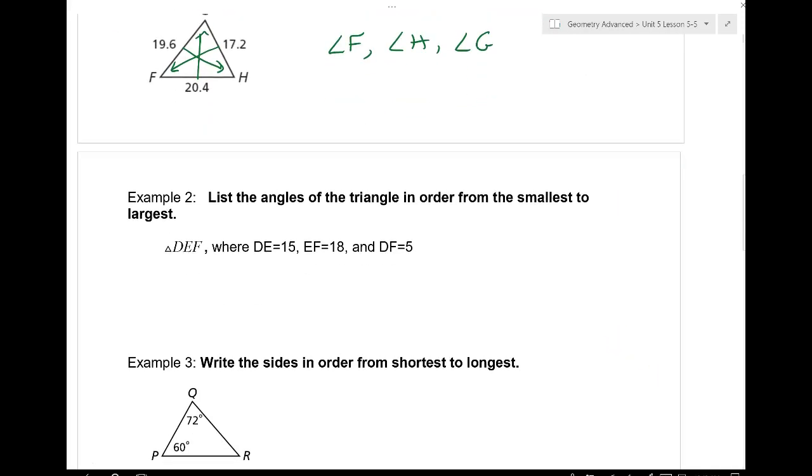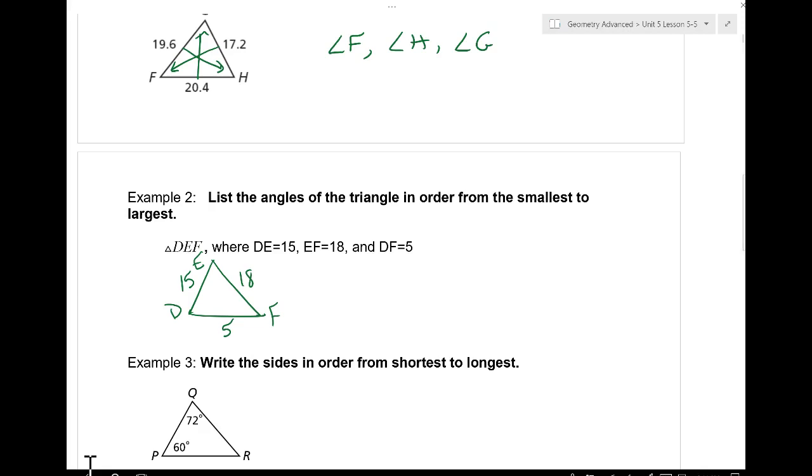It says list the angles in order from the smallest to largest on triangle DEF, where DE is 15, EF is 18, and DF is 5. You guys do it on your own. You should be done by now. If you would have done something the moment you read it, draw the what? Draw the triangle and then label the different parts, okay? Because I know the length of segment DE is 15, EF is 18, DF is 5. And I want to go from smallest to largest.